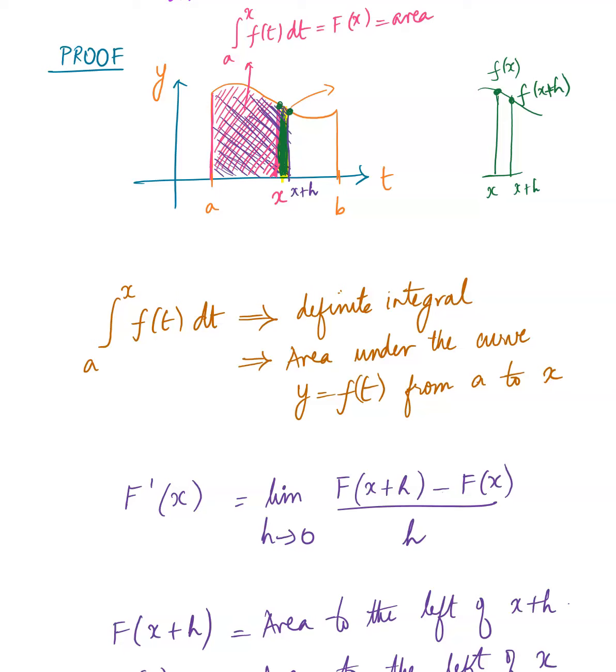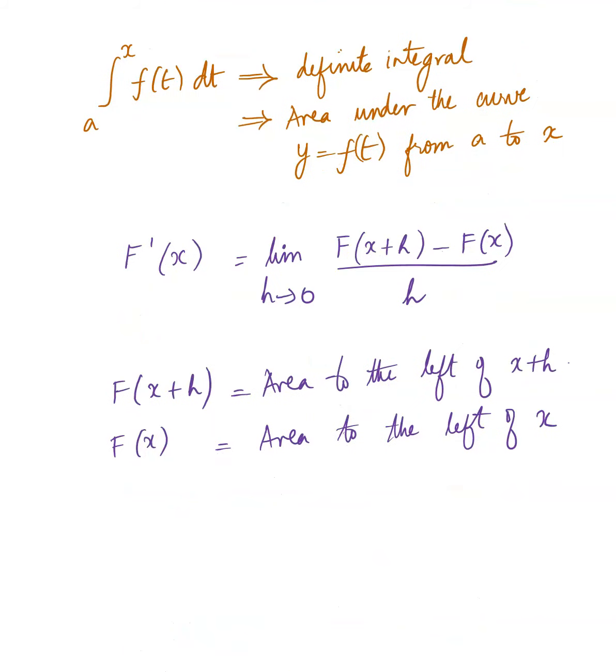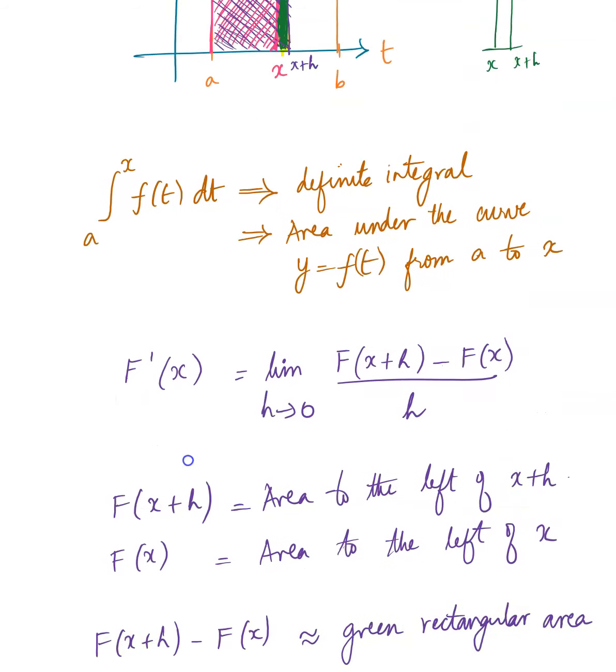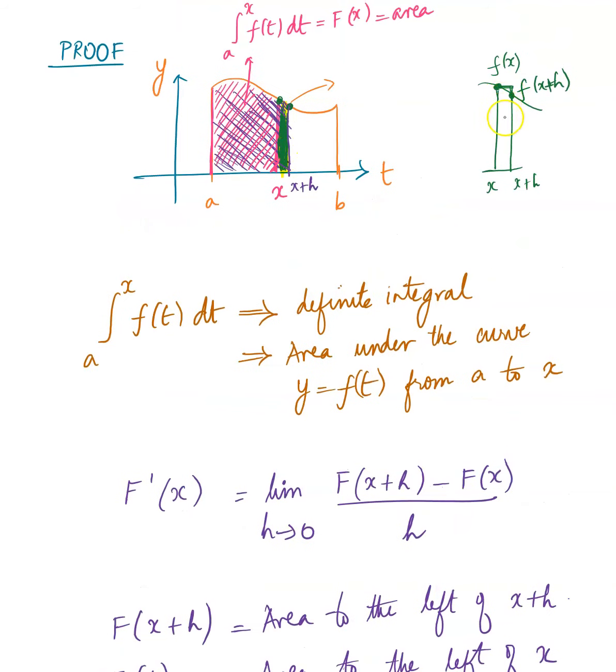So what we're trying to see here is, we can see that this is roughly a rectangle, right? A rectangular shape. So if this is a rectangular shape, this difference, let me write that out here, capital F of x plus h minus capital F of x, this difference is approximately equal to the green rectangle area, because there's a difference of areas, right? So this green area would be roughly this rectangle.